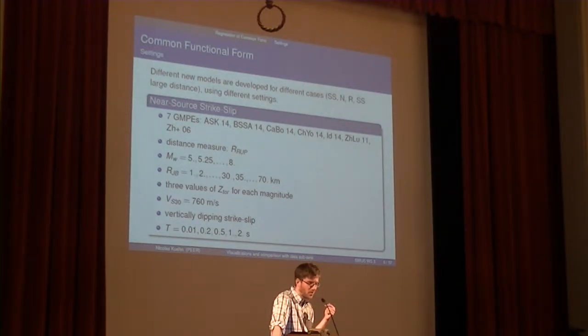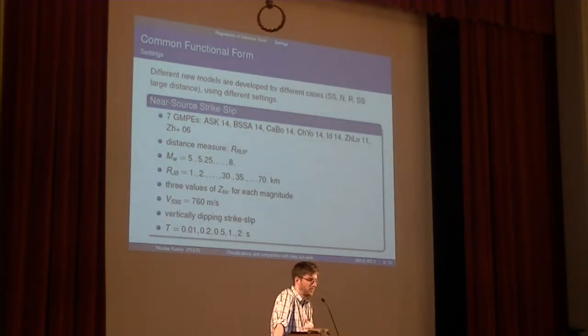And so what I did is I evaluated each GMPE for magnitudes 5 to 8, for Joyner-Boore distances from 1 to 70 kilometers. I had for each magnitude 3 values of depth to the top of the ruptures. From that one I can calculate hypocentral depth. VS30 is 760 meters per second, and it's a vertically dipping strike slip fault, which makes it easy to calculate Joyner-Boore distance and rupture distance, and for 5 periods.